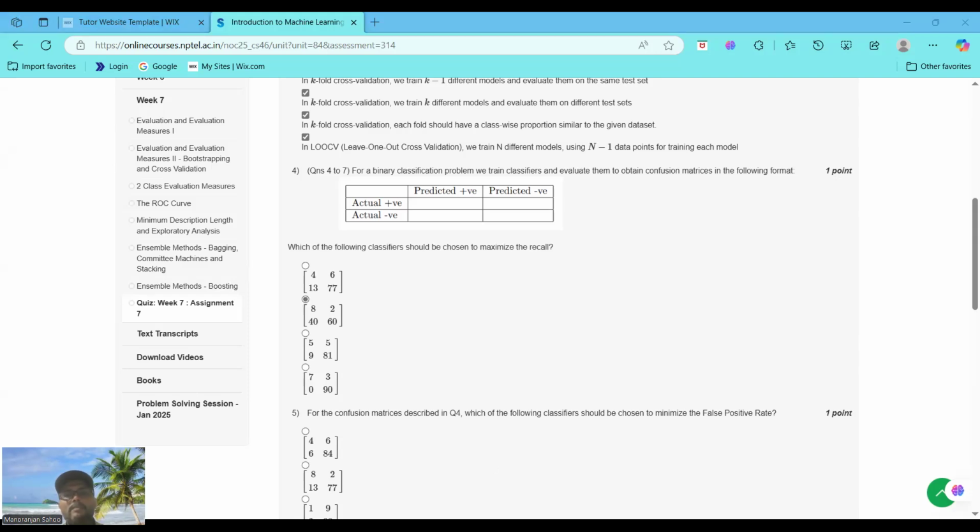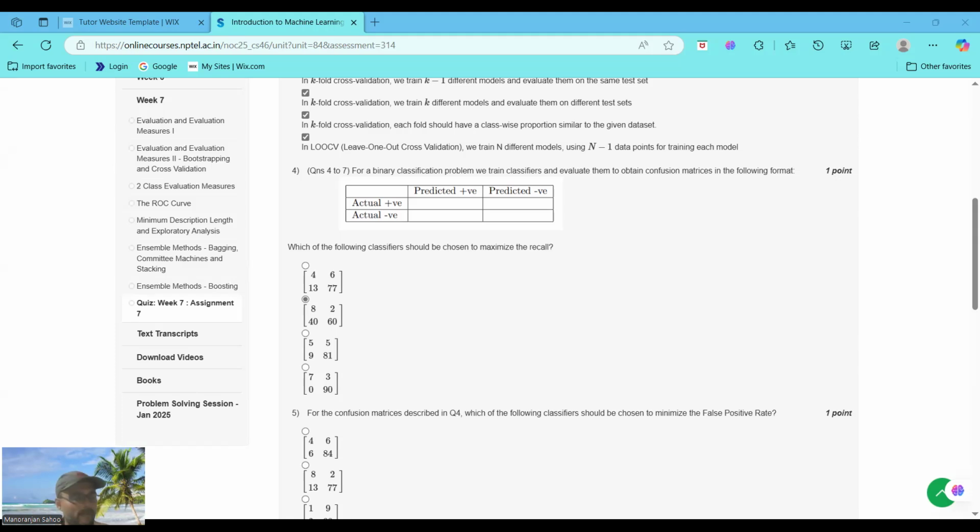Let us discuss one by one. To maximize the recall, we need to select the classifier with the highest recall value. Recall is calculated as true positive divided by true positive plus false negative. So now let's calculate the recall for all confusion matrices. The first: true positive is 4, false negative is 6. Recall is 4 by 4 plus 6, which is 4 by 10.